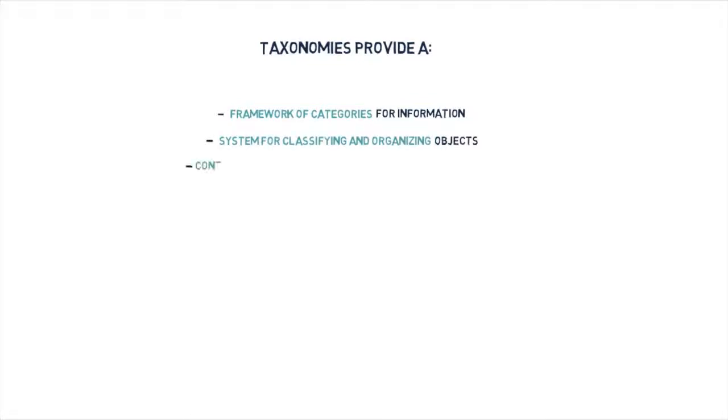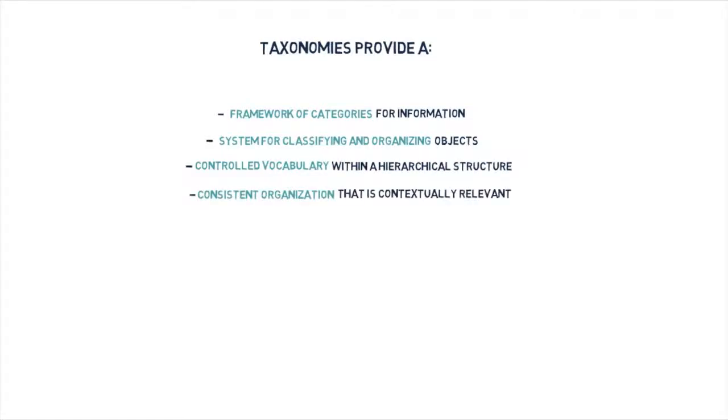Effective taxonomies make it easier to find information. They can be directly incorporated as GUI search facets so customers don't have to guess what to search for. They can also be incorporated in your writer's authoring environment. A taxonomy is systemic. It provides a framework of categories for information, a system for classifying and organizing objects, a controlled vocabulary within a hierarchical structure, and a consistent organization that's contextually relevant.